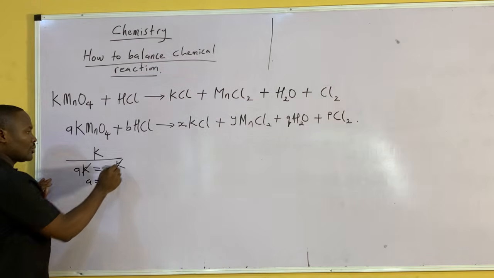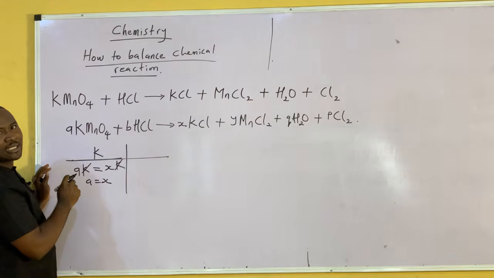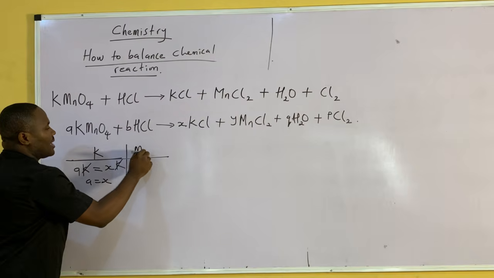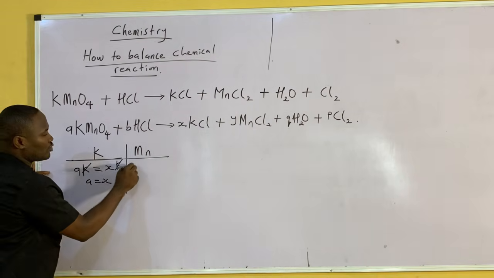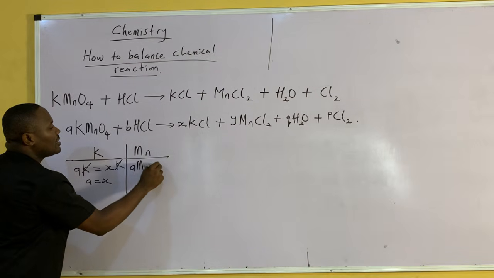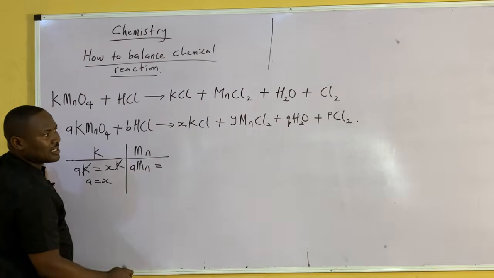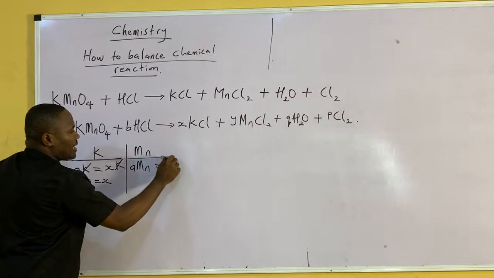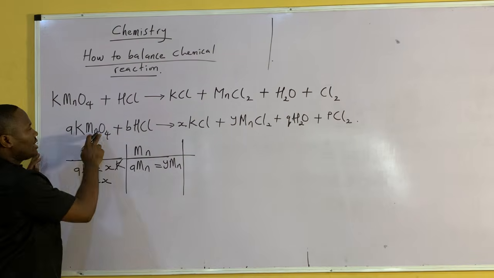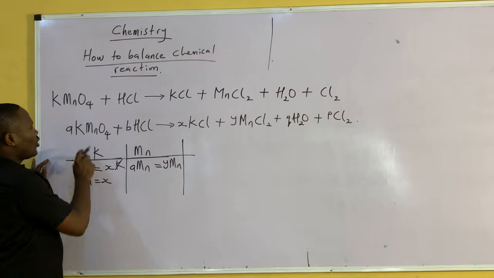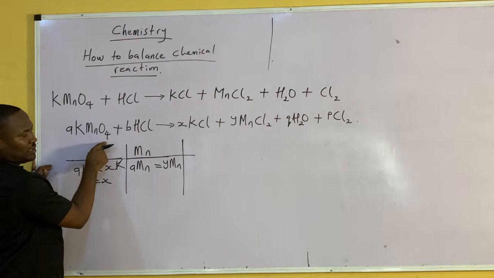That's for potassium. What about the next one, manganese? That's my Mn. a is affecting manganese, so it will be aMn is equal to y, which is affecting manganese. It will be yMn. What's the next element we'll be looking at? It is oxygen. O is affected by a and by this 4.